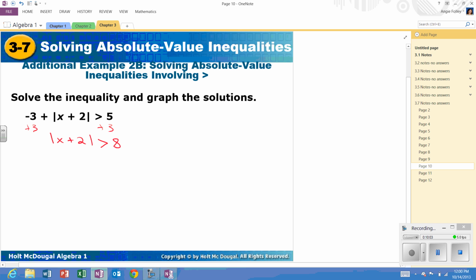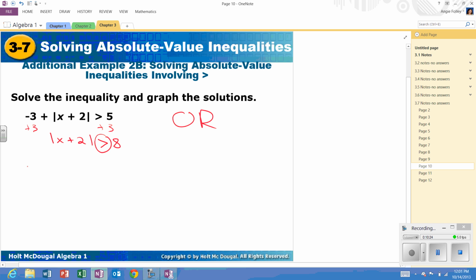Now, have we isolated what's in absolute value? We have. We have everything that's in absolute value by itself. Let's see if it's an and or an or. We have that the absolute value is greater, so it's an or. Okay, so the stuff that's in absolute value is greater than the other side.